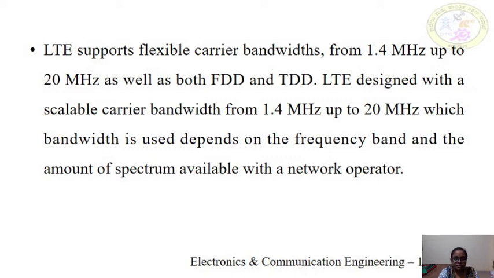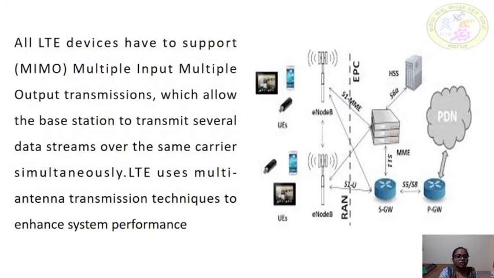LTE is designed with a scalable carrier bandwidth from 1.4 MHz up to 20 MHz. Which bandwidth is used depends on the frequency band and the amount of spectrum available with the network operator. All LTE devices have to support MIMO, that is multiple input and multiple output transmissions, which allow the base station to transmit several data streams over the same carrier simultaneously.